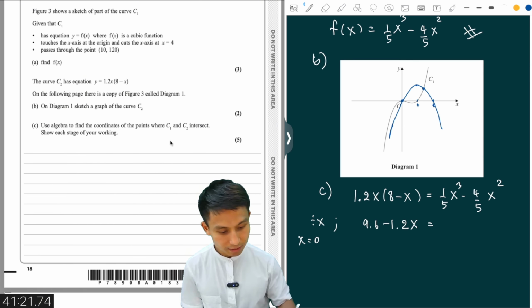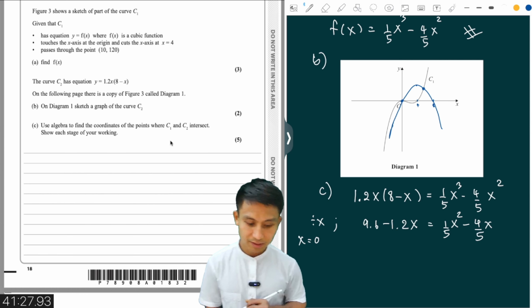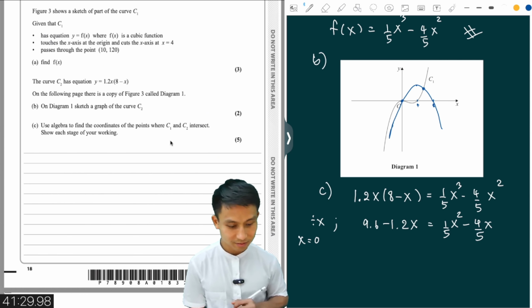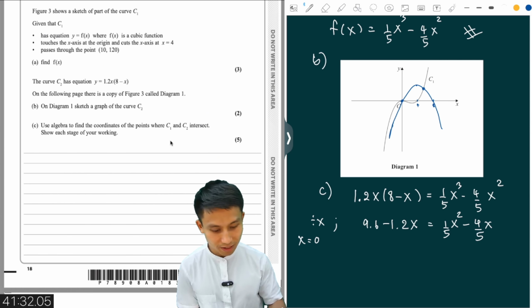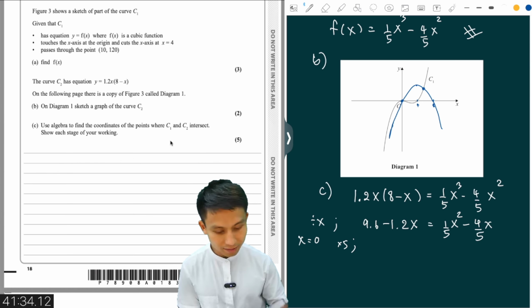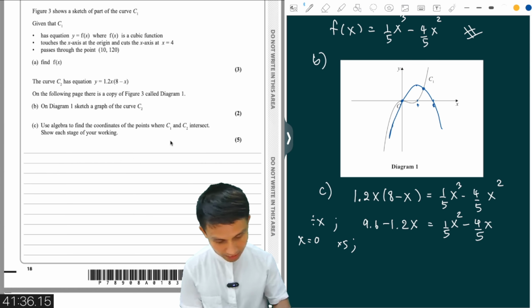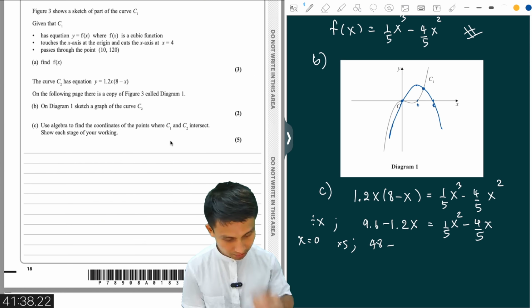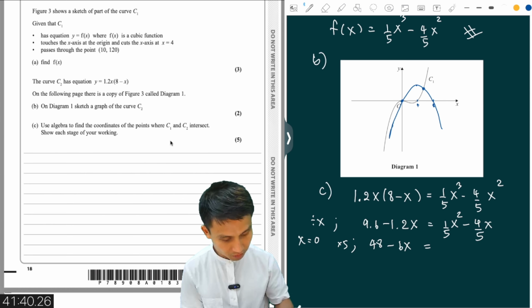Okay. And then one of the x cancel once. So we have x squared here and minus 4 over 5x. That becomes a quadratic. We multiply by 5, yeah? Multiply by 5, so that is 48 here, minus 6x equals x squared minus 4x.